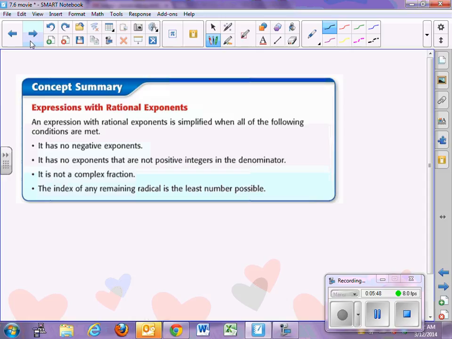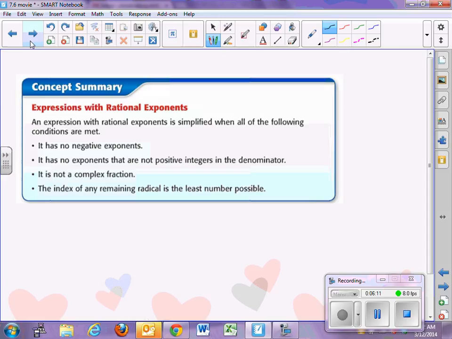Well, wait a minute. Don't we never have negative exponents? Anyway, I'm not sure why they listed that one. It's not a complex fraction. So you can't have a fraction in a fraction ever for a final answer. And the index of any remaining radicals is the least possible. Let me show you what that means.